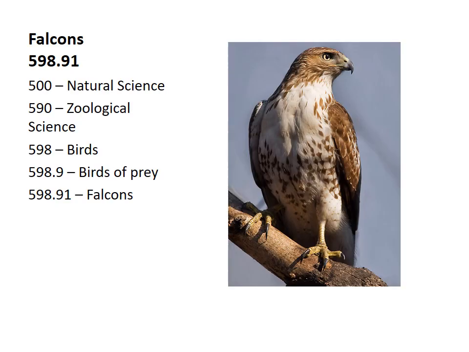This is another example of how Dewey kept on dividing in tens until he got the most specific number. 500 natural science, 590 zoological sciences, 598 birds, 598.9 birds of prey, and 598.91 a special unique number just for falcons. It's not numbers that he sucked out of his thumb. They all divided and made sense.